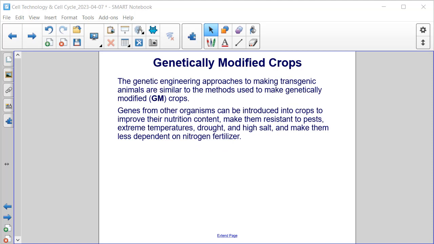Genetically modified crops. The genetic engineering approaches to make transgenic animals are similar to the methods used to make genetically modified GM crops. Genes from other organisms can be introduced into crops to improve their nutrition content, make them resistant to pests, extreme temperatures, drought, and high salt, and make them less dependent on nitrogen fertilizer.